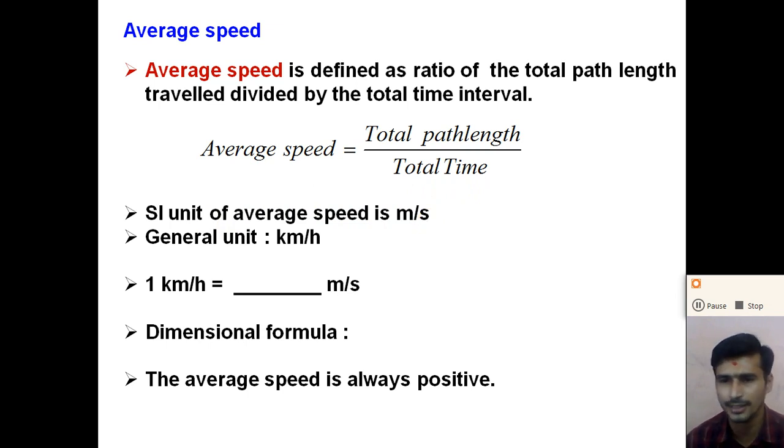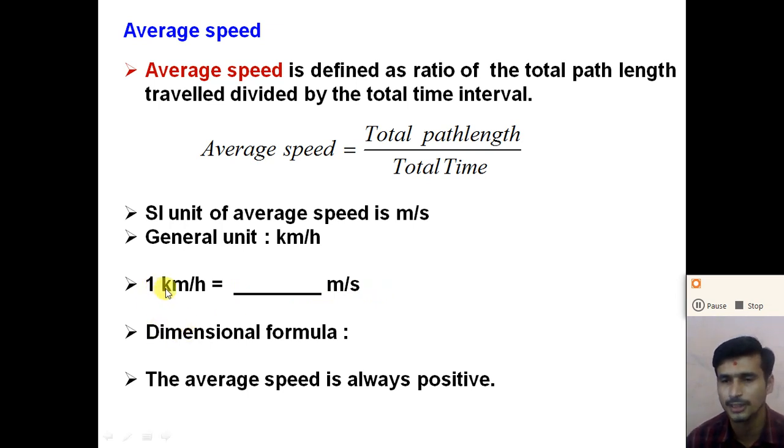But in practical applications and general use, we measure average speed in kilometers per hour. So the general unit of average speed is kilometer per hour. More practically, we use kilometer per hour as the unit of speed. So 1 kilometer per hour is equal to how many meters per second? How do we convert kilometers per hour into meters per second?